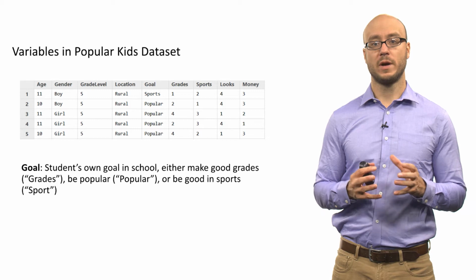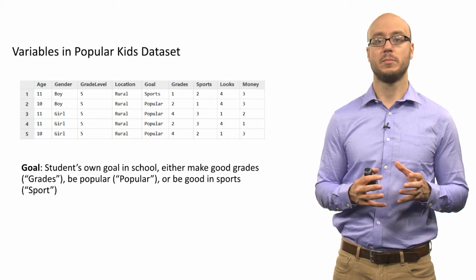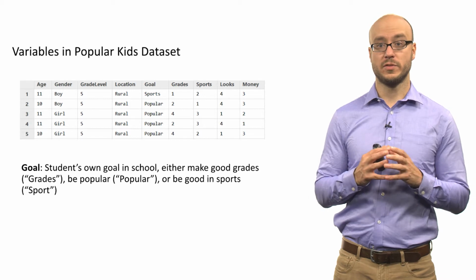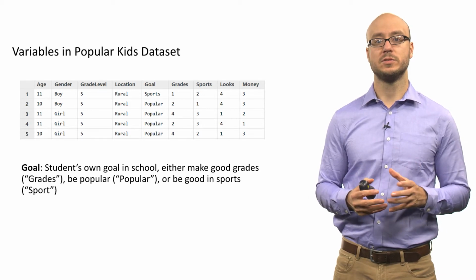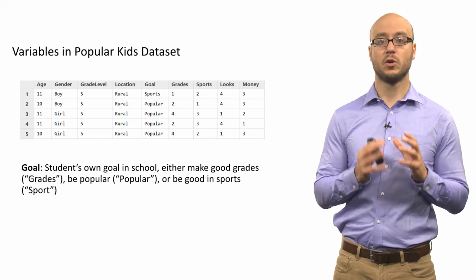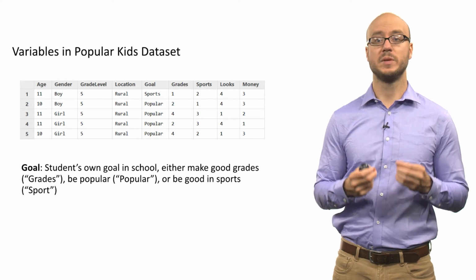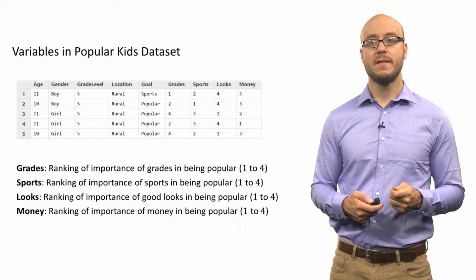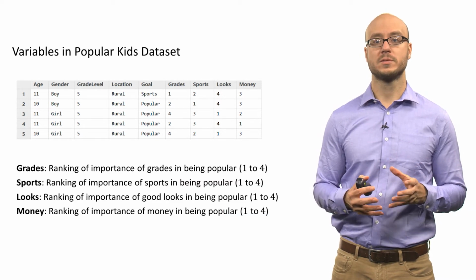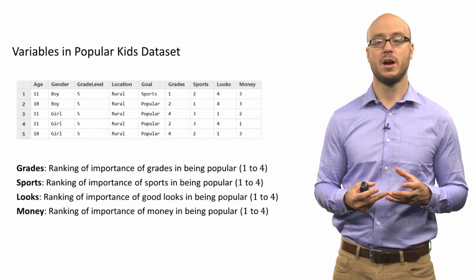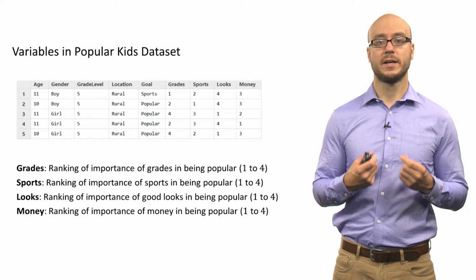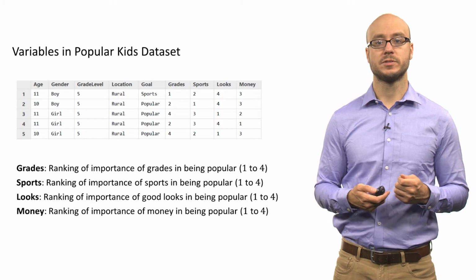The other variables we have include goal. This is that first question that we just talked about, which has to do with the student's own goal in school. The variable is coded such that the student is either going to have a goal of having good grades, of being popular, or being good at sports. Then we have these 4 other variables that encode the information about the ranking question, about what popularity consists of among elementary school students.